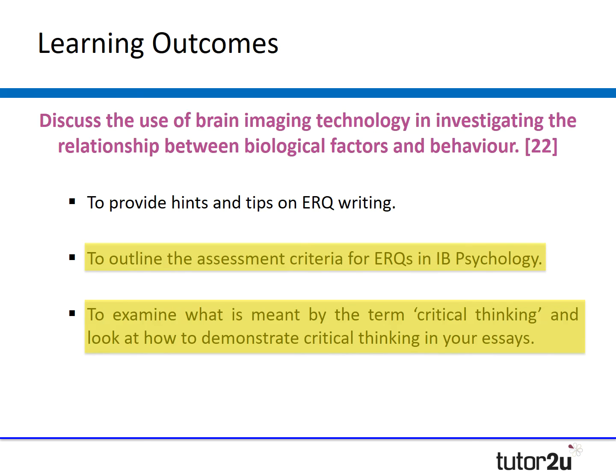So there we have it. I've provided you with some general hints and tips. I've also provided you with a whole model answer, and we've discussed the first half in depth. And now what we're going to do is look at the assessment criteria for extended response questions and look specifically at what is meant by this term critical thinking, and how can we actually demonstrate that critical thinking. Where is it in my essay?